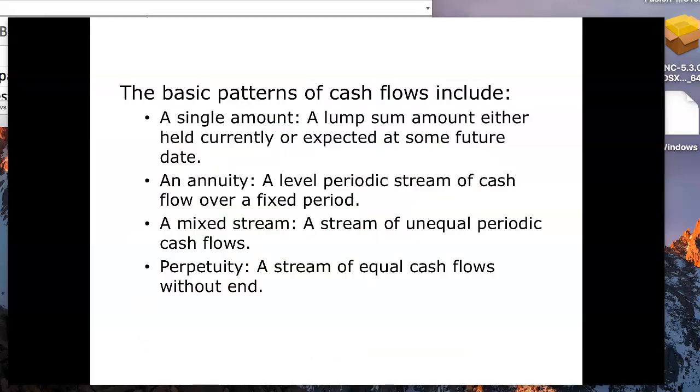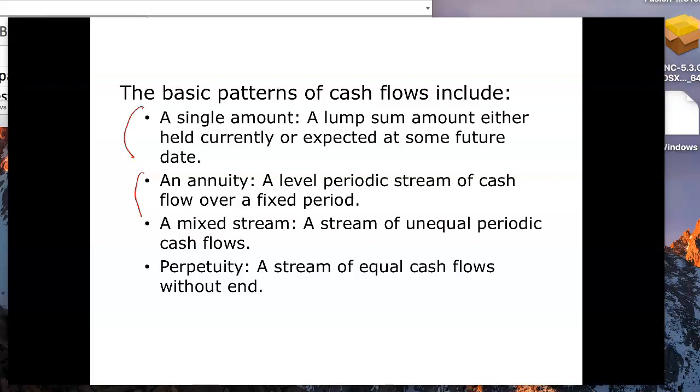And as we're compounding and discounting, we're going to encounter different basic patterns of cash flows. For example, we could have a single amount, a lump sum, held today that we would like to find its future value, or a lump sum future value that we'd like to find its value in today's dollars. We also have annuities, which are level, periodic streams of cash flows over a fixed period. If you've had a car payment or a house payment before, you're familiar with annuities. Those payments are all the same.